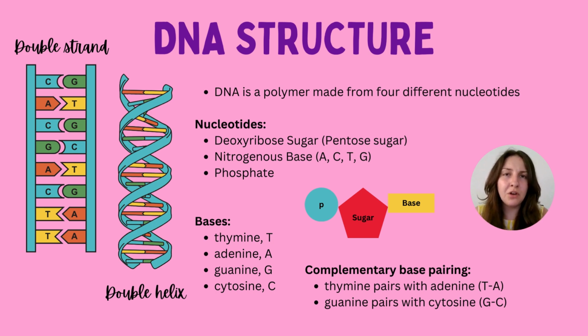This means it contains some nitrogen. You can obviously refer to it as a base as well at GCSE, that's fine. And there are 4 different versions of a base. Technically, there are actually 5, but for GCSE's sake, there are 4. We have thymine T, adenine A, guanine G, and cytosine C. Now, all you really need to know about the bases is that they like to bond together in a certain way, and this is what we call complementary base pairing.